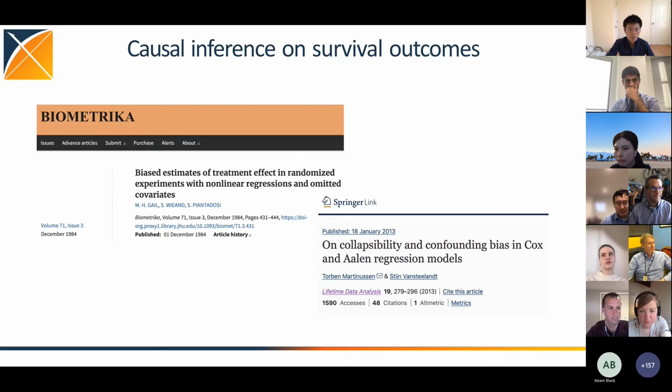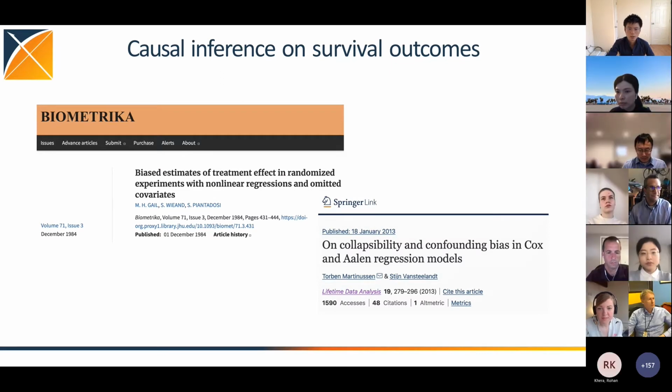So this bias in the Cox model is actually a well-known issue, and in the causal inference literature there have been alternative proposals that have better theoretical properties. But the best method in theory is not always the best method in practice. Next slide, please.